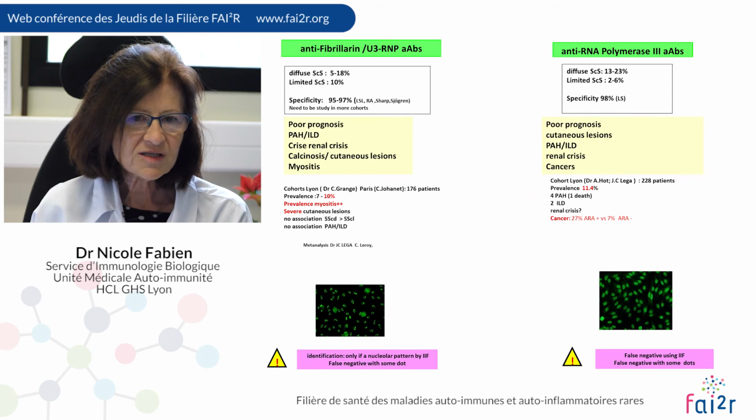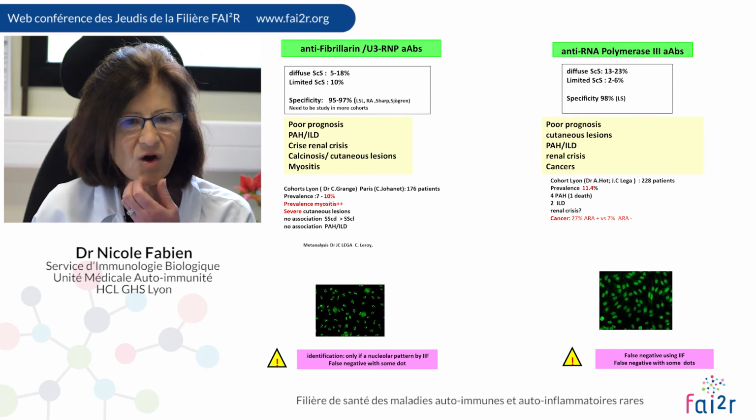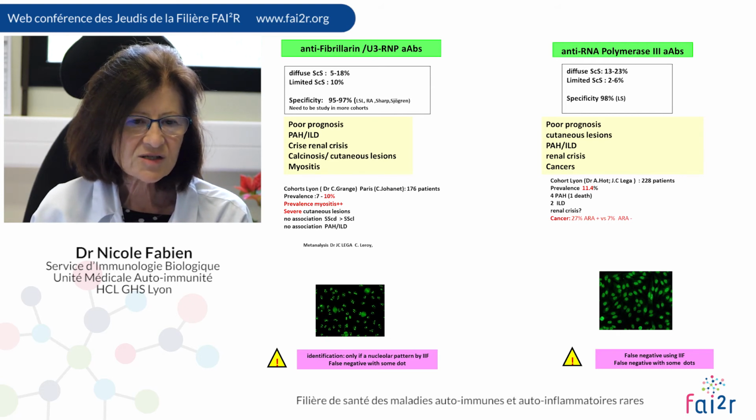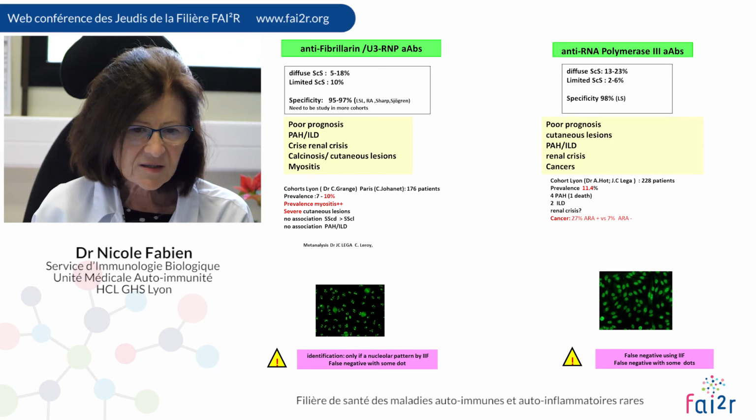Antifibrillarin antibodies are associated with a poor prognosis, with renal crisis, calcinosis, and myositis. And they are quite typical by IF. So you should ask the biologist, when you have this typical pattern, to identify them as antifibrillarin antibodies with some dot.